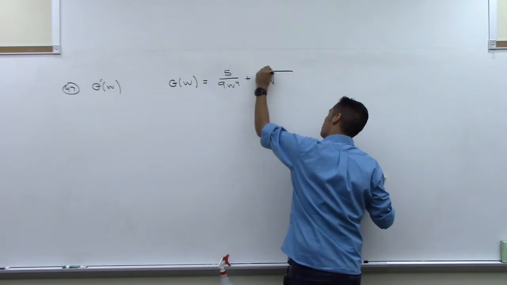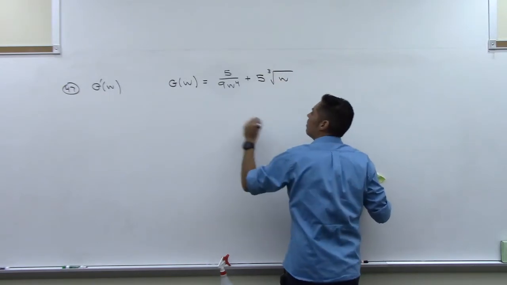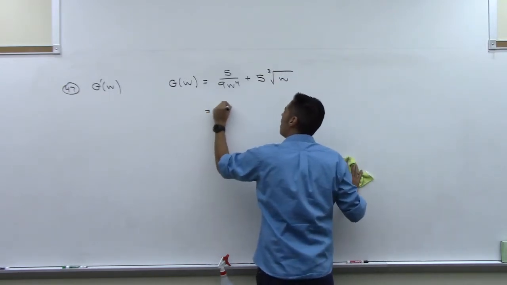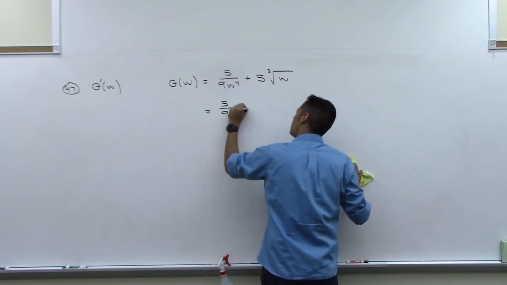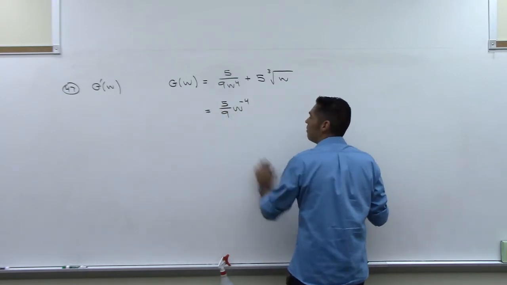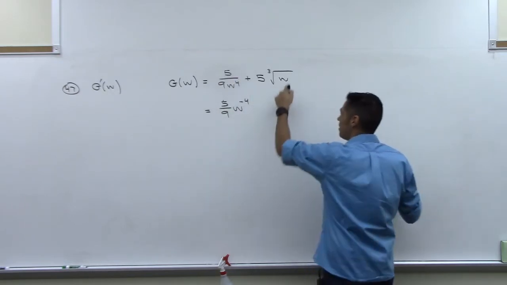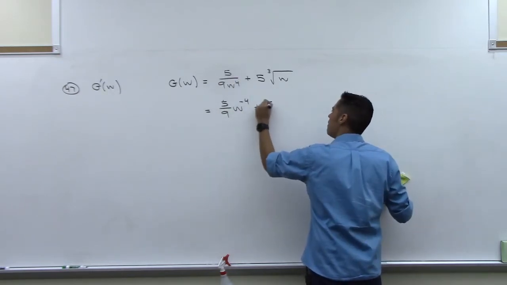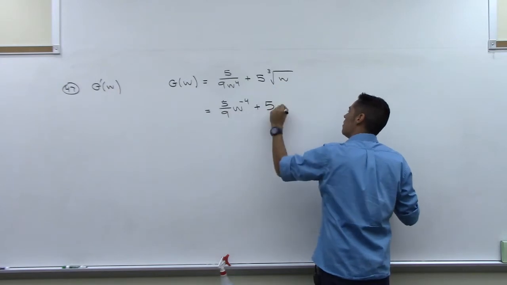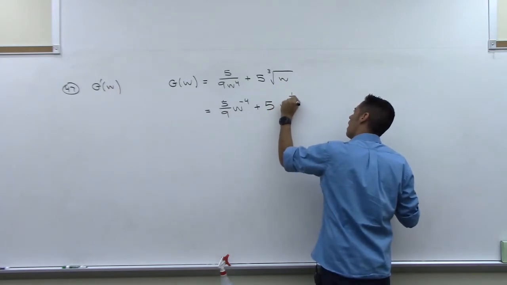5 times the cube root of W. Okay, I want to clean this up first. This is going to be 5/9 W to the negative 4. We've done that before, 5/9, and then bring the W to the 4th up. This is a little tricky. Plus 5. Now this is the same as W to the 1/3 power.